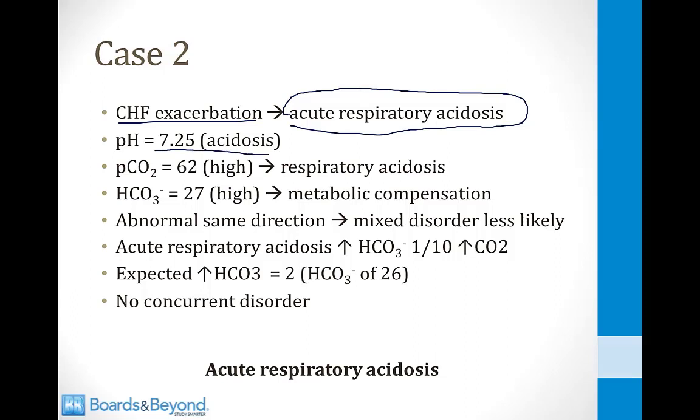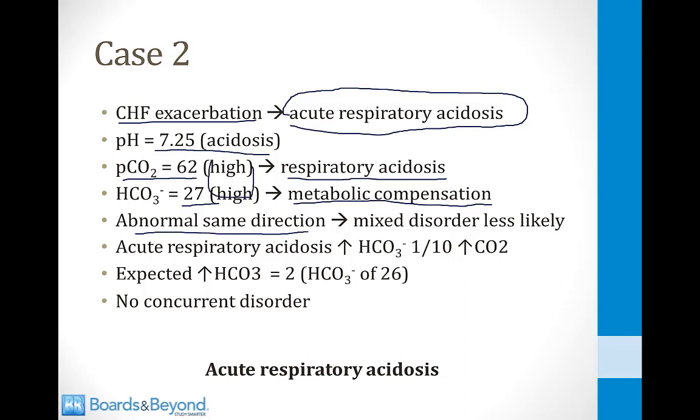The pH is 7.25, so this is an acidosis, and then we go and look at the PCO2 and bicarb. The PCO2 is high at 62. Recall that normal is about 40, so this is a respiratory acidosis. Next, we look at the bicarb, and it's also high at 27. Normal is about 24, so we have metabolic compensation. And both the CO2 and bicarb are abnormal in the same direction.